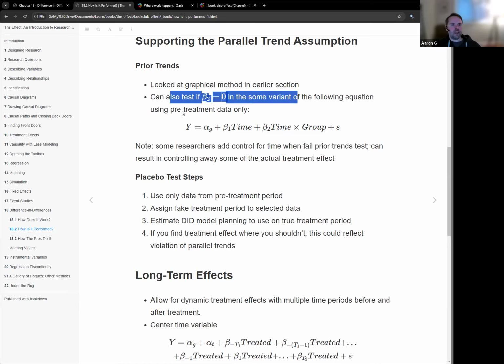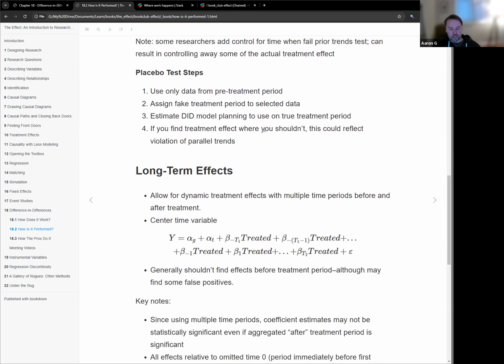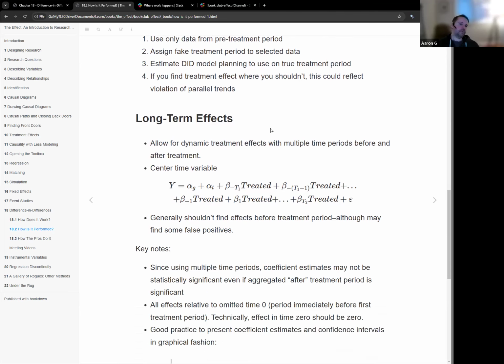But if you're doing a regression using the pre-treatment data, I guess this is a form of a placebo test. You would want your beta coefficient for time to be 0, right? If you're only looking at pure pre-treatment data, and if you are getting a statistically significant effect, that could be a strong indication that your parallel trends assumption does not hold.